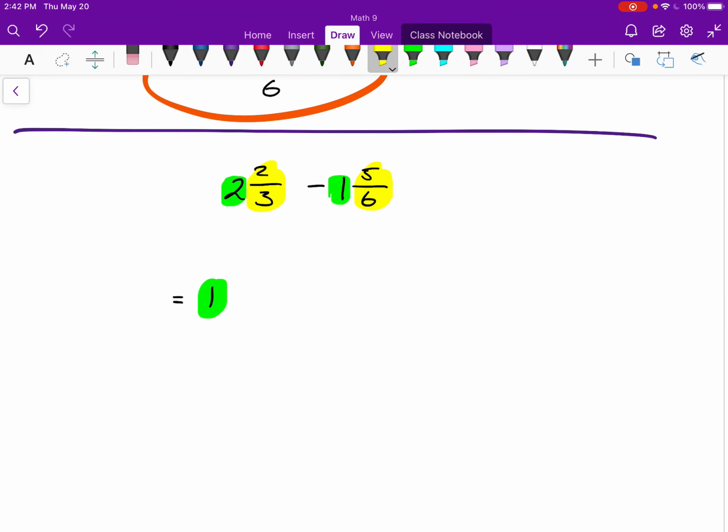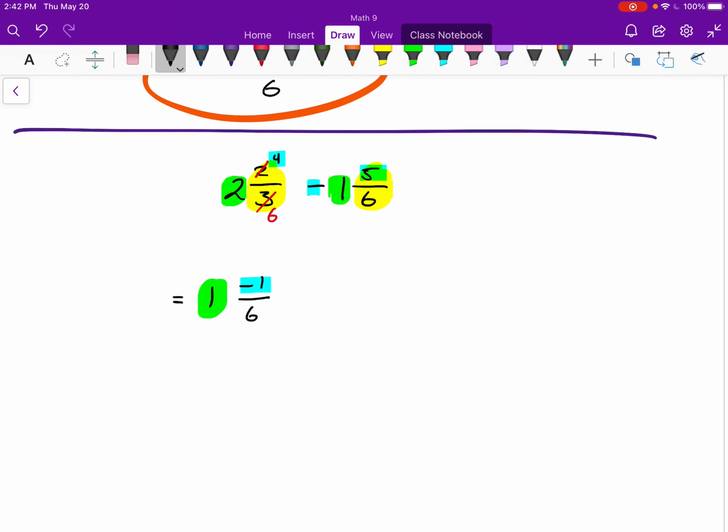So 2/3 minus 5/6, I need to find a common denominator there. So I'll change this 3 to a 6. Again, I'm focusing on just the fractions part now. And so I doubled the denominator, so I need to double the numerator. And so I have 4 over 6 minus 5 over 6. This is where we got to be careful. Because 4 minus 5 is not 1. 4 minus 5 is negative 1. So I get 1 and negative 1/6.